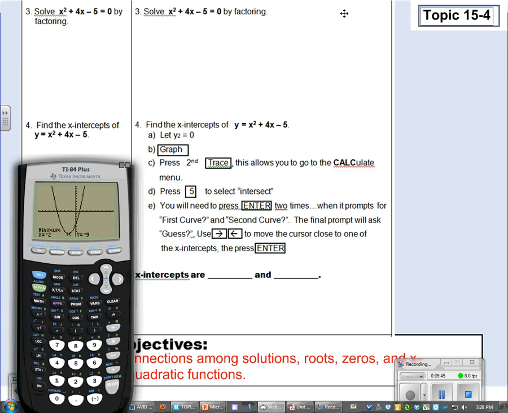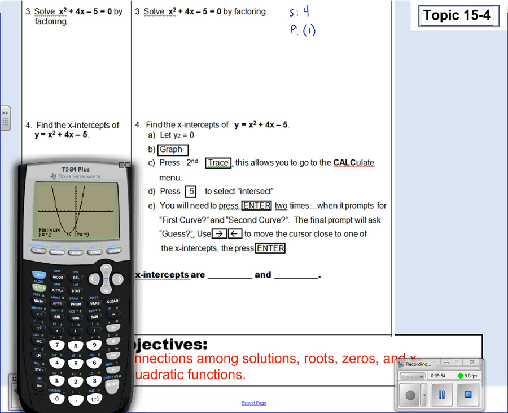In order to factor, we need an S, our sum, and we need our P, our product. Our sum is the 4, so the number in front of the x. Our product is the number in front of the x squared and our constant, or negative 5, and that gives us negative 5. Now I need to know what two numbers are going to multiply to give me negative 5 and add to give me a positive 4.